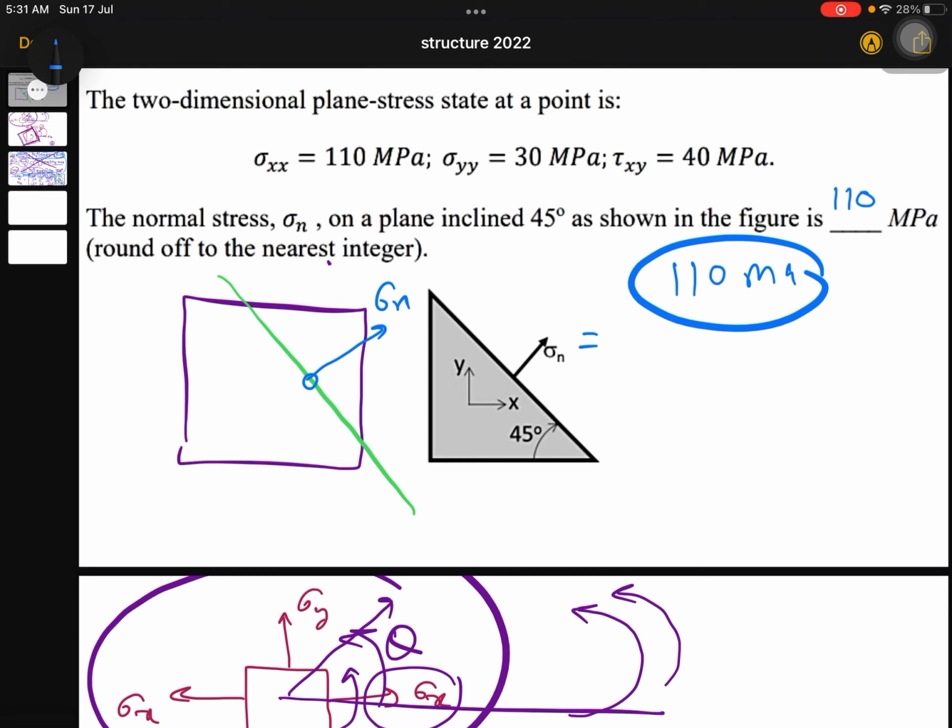Okay, so you will just put here 1110. They have asked to round off to the nearest integer. Fortunately, you will be getting 110 only megapascal. So that will be the right answer.